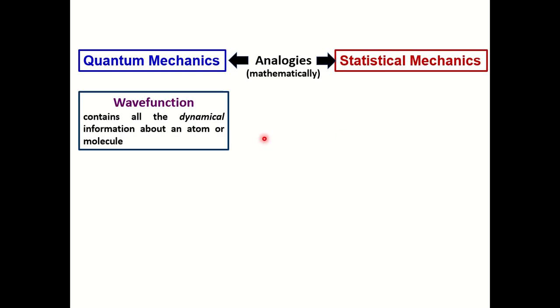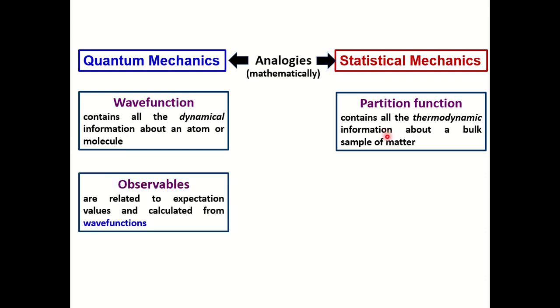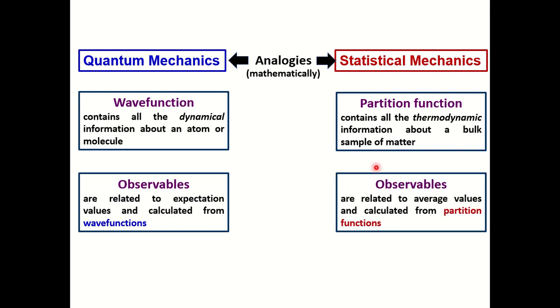First, in quantum mechanics we know that the wave function was the basic thing that contains all the information about the motion of the molecule or atom. Similarly, in statistical mechanics, we are going to define something called the partition function, which contains all the thermodynamic information about a bulk sample of matter. We also note that the observables, the properties we describe in quantum mechanics, are related to expectation values calculated from wave functions. Similarly, here we will be describing observables and properties in statistical mechanics which are related to average values calculated from partition functions.